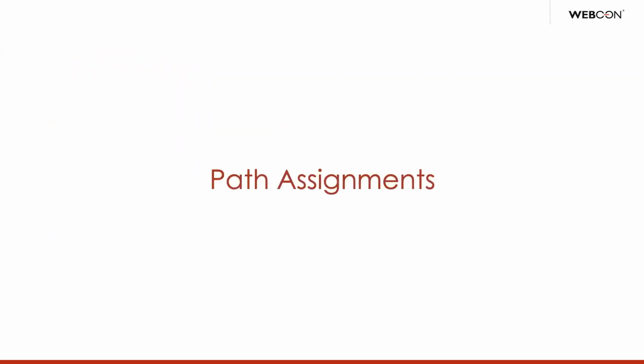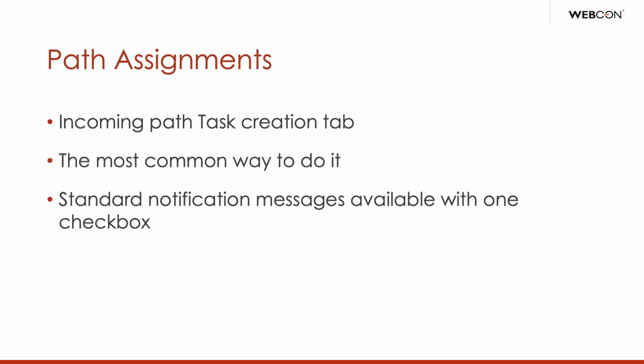Let's begin with the most obvious case, which is path assignments. We offer a lot of options, mind you, but we make the most common choice really easy to do, sort of smart defaults, if you would. So when we talk about path assignments, essentially you look at the path coming into a particular step and you configure it. You configure the path and say who the assignee is at the destination step. It's the most common way to do it, and you get notification available with just one checkbox.